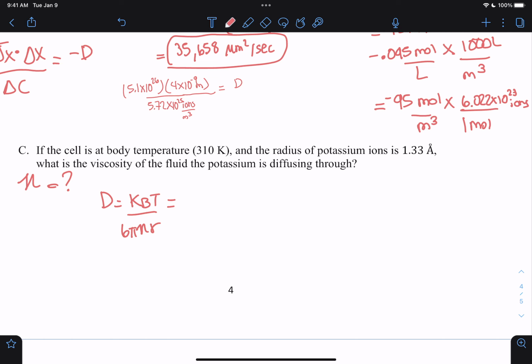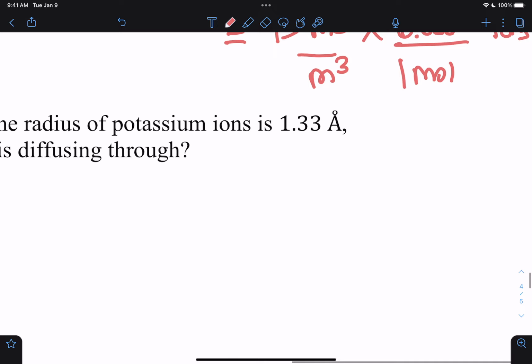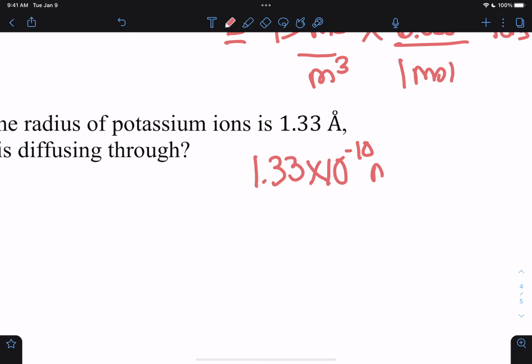Does anybody remember what the conversion factor for an angstrom is? I'm just asking. I know, I just want to make sure that you guys are up to date on that. Yep, times 10 to the negative 10. So this would be 1.33 times 10 to the negative 10 meters, right?